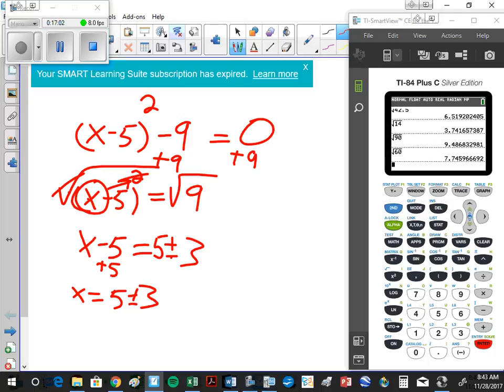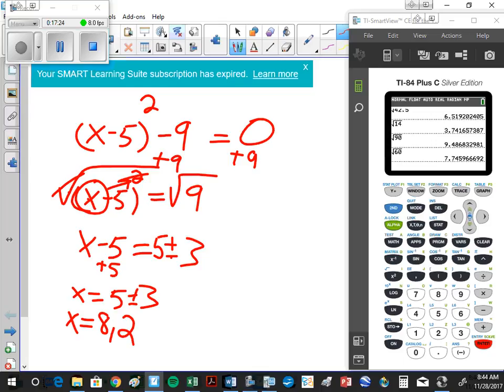What is 5 plus or minus 3? Well, 5 plus 3 would give me 8. And 5 minus 3 would give me 2. So the answers are 8 and 2. Does that make sense?